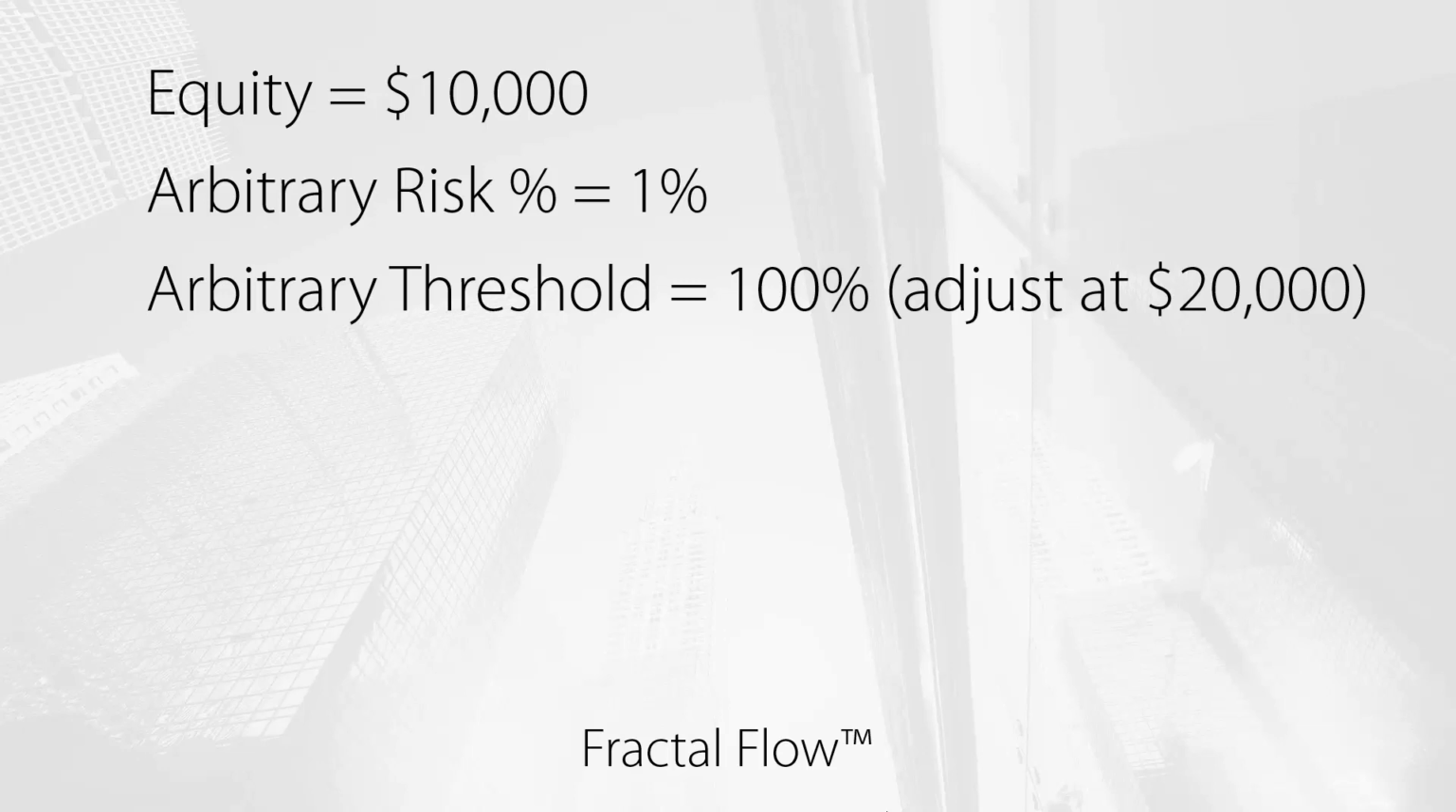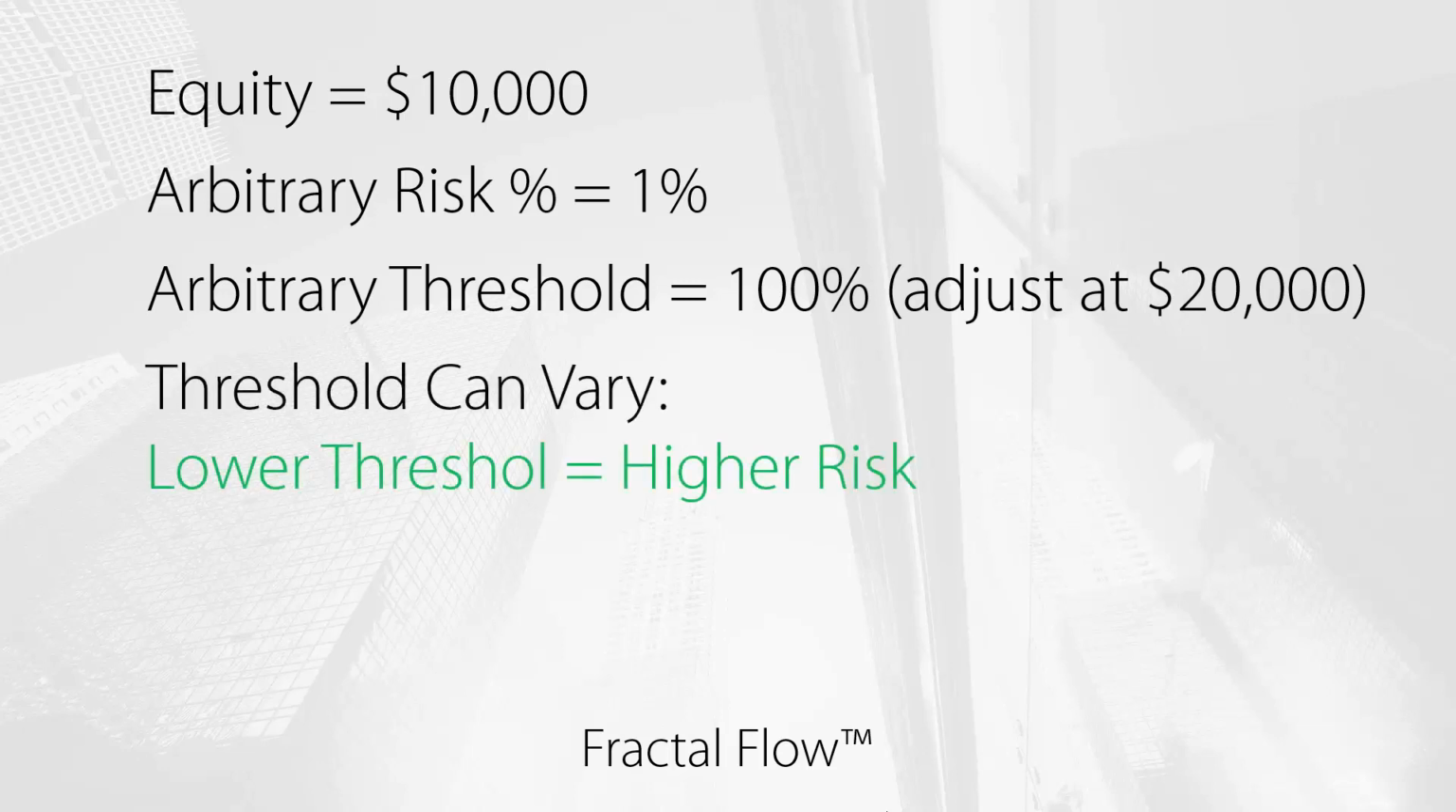From that point on, we will risk 1% of $20,000 until we reach the next threshold of 100%, which will be $40,000. The established threshold can vary, of course. The lower the threshold, the more risk you will be taking, and consequently, the faster your account will grow. However, remember that more risk can also mean larger losses, so be fully aware of that before you decide on which position sizing method you will use.